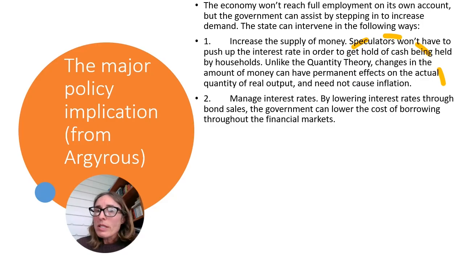States can also manage interest rates. We'll see that Keynes's idea of using bond sales to prevent inflation has been absorbed into what's now called the neoclassical synthesis, where Keynesian ideas have combined with neoclassical approaches. By lowering interest rates through bond sales, the government can lower the cost of borrowing throughout the financial markets. So that idea has become mainstream now thanks to the impact of Keynes on mainstream neoclassical economics.